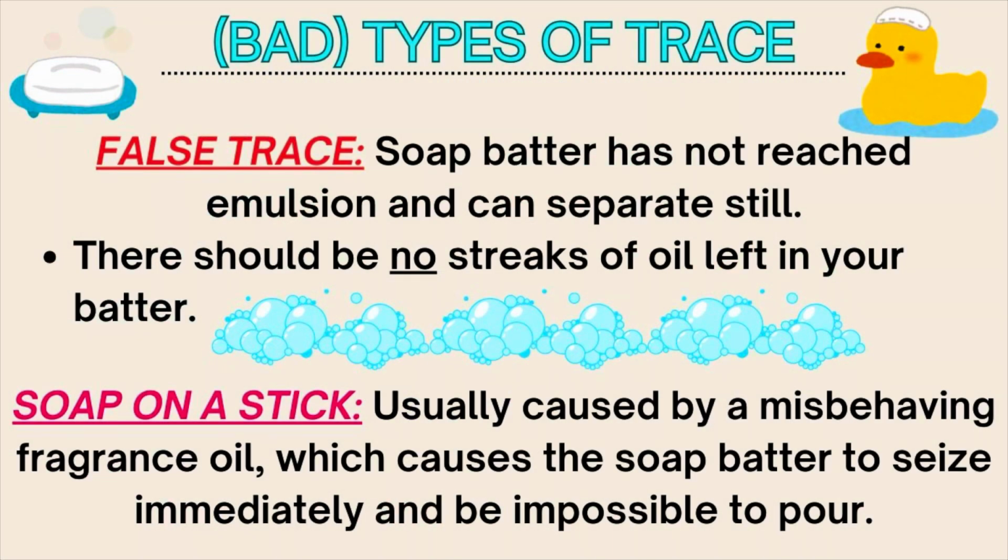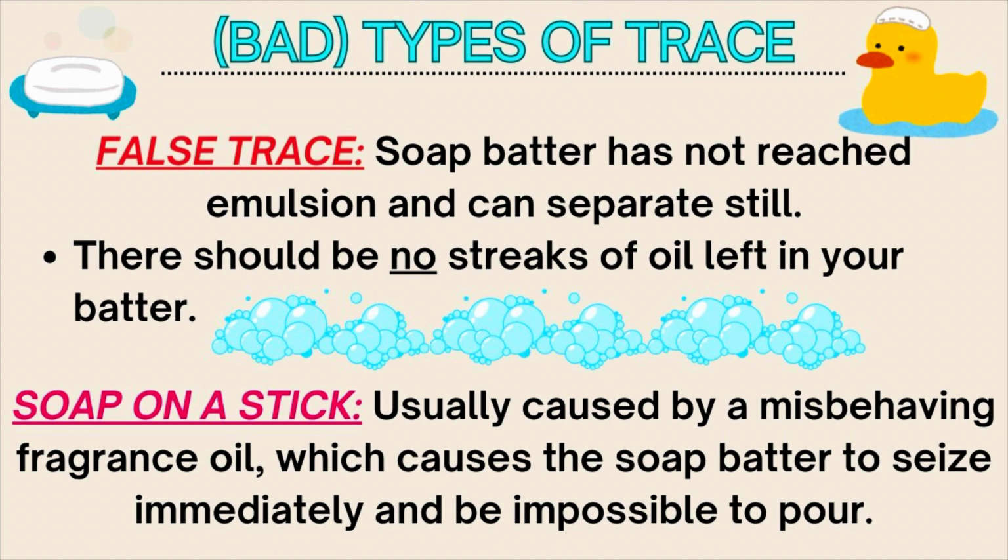Now I wanted to talk about 2 bad types of trace. So these are types of trace you don't want to have. False trace is when your soap batter has not reached an emulsion, and in fact it can still separate at this point. And you will notice this if you see any streaks of oil left in the batter. That means you are not quite at an emulsification yet. So that's false trace.